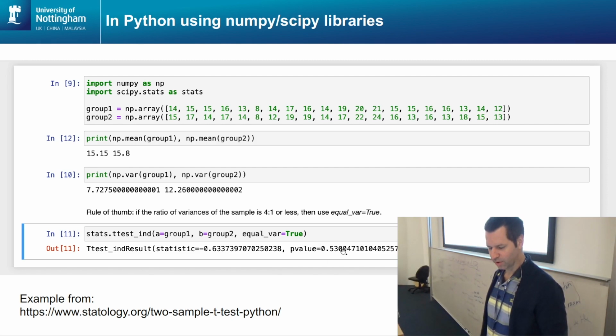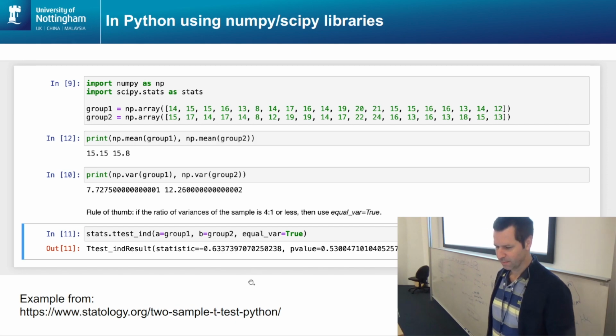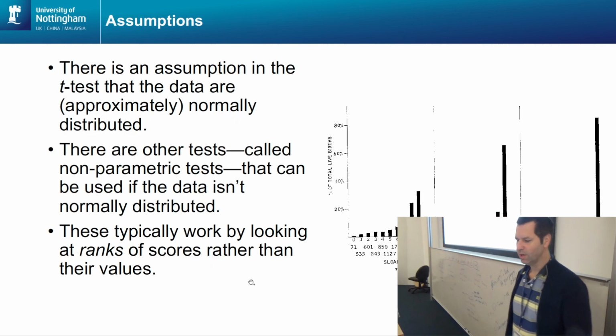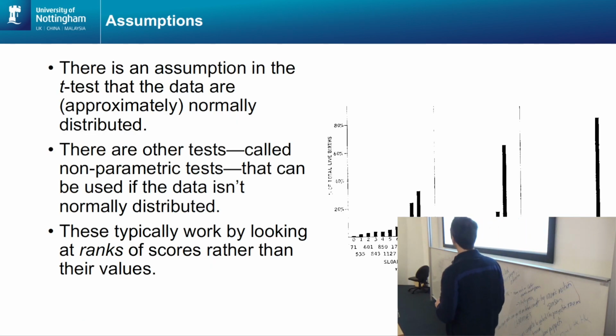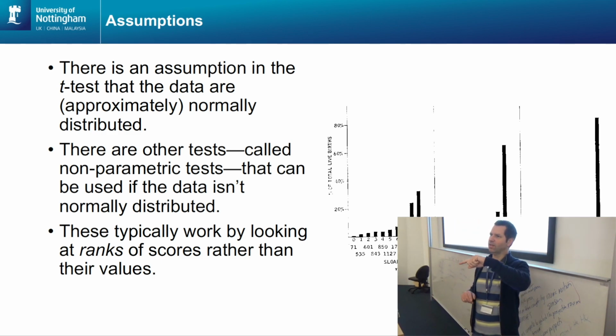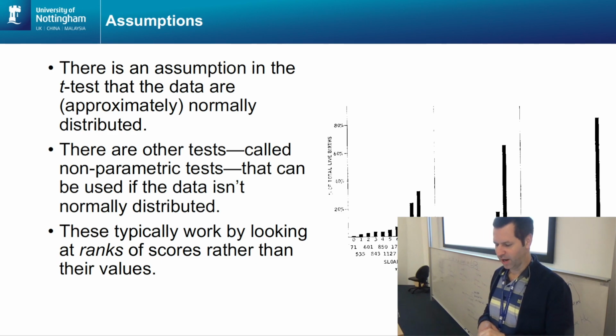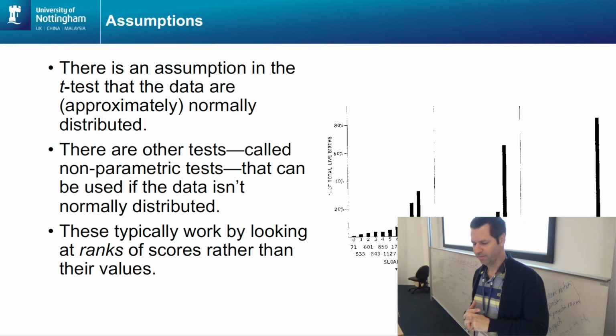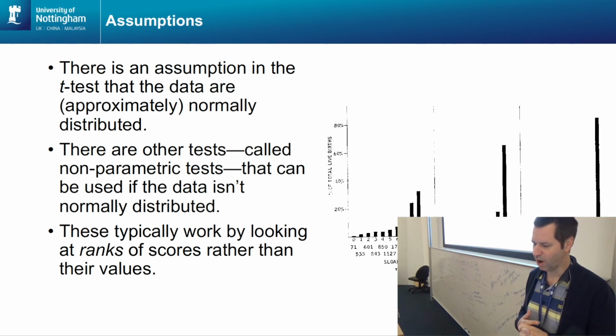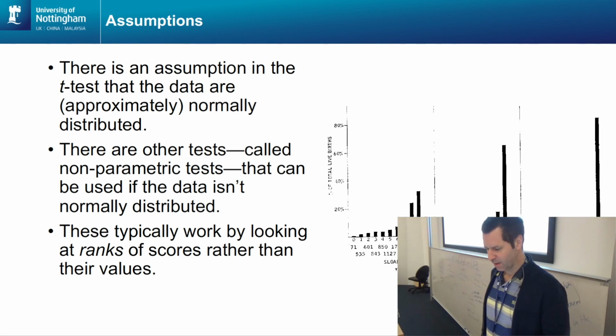If you want to look more into this particular example, there's a link there. The t-test assumes that the data is normally distributed. That means there's a hill or a Gaussian distribution with only one peak. And there are other kinds of tests, so-called non-parametric tests, that can be used if the data is not normally distributed. And here are some examples of different variations of distributions.